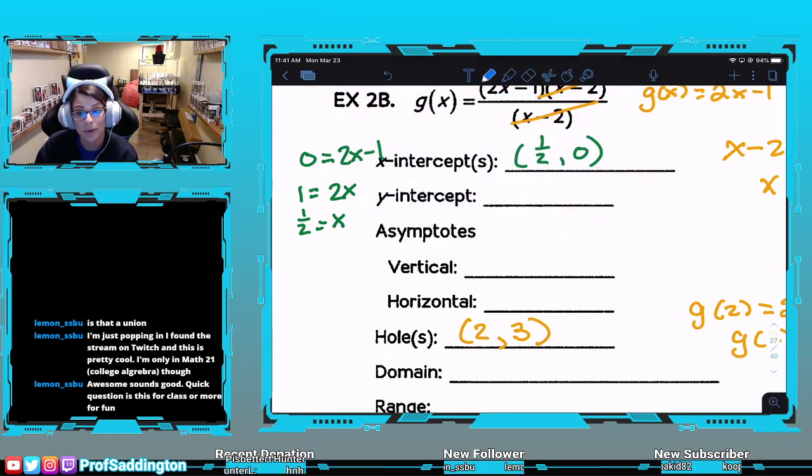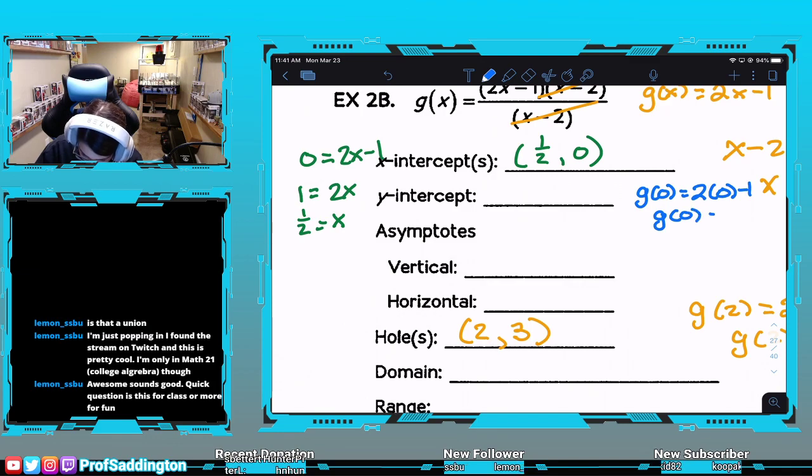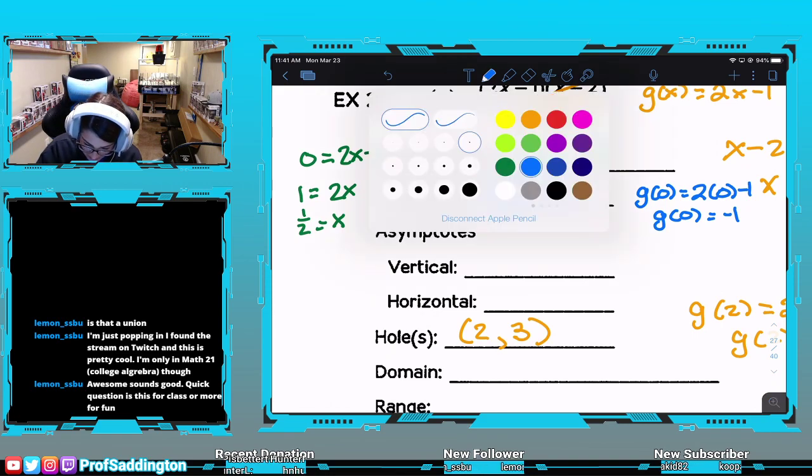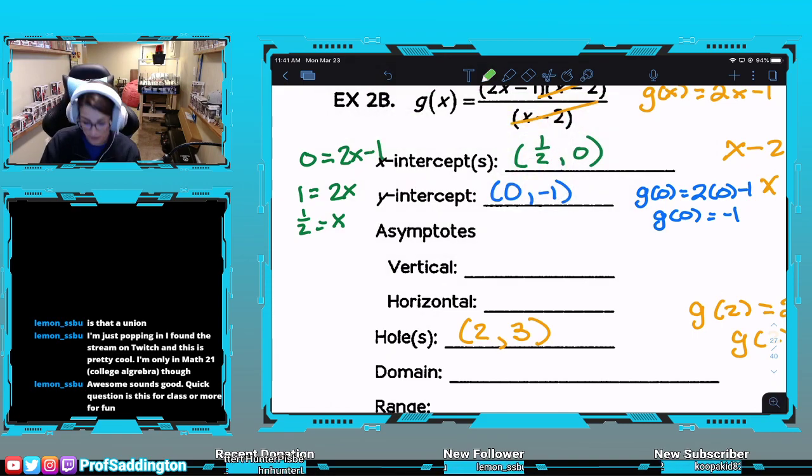Sorry for the color parade that's happening on this page, but hopefully your notes look a little nicer than mine. All right, and our y-intercept means our x is going to be equal to 0. So g of 0 equals 2 times 0 minus 1. So g of 0 equals negative 1. So we have 0, negative 1 there. And because this is linear and we already took care of the hole, there's not going to be any asymptotes.